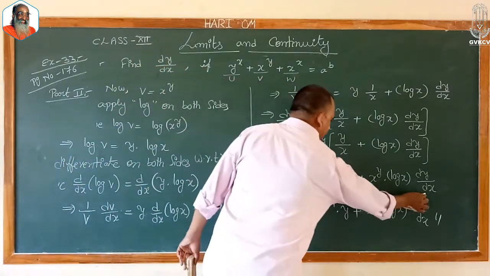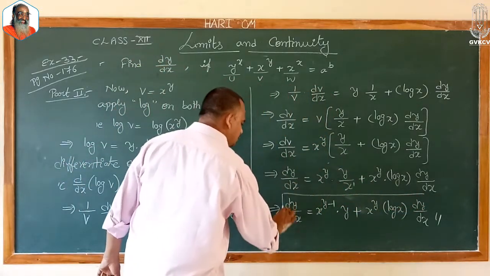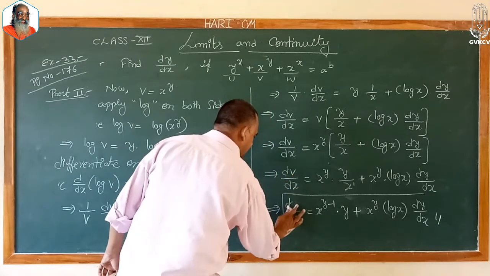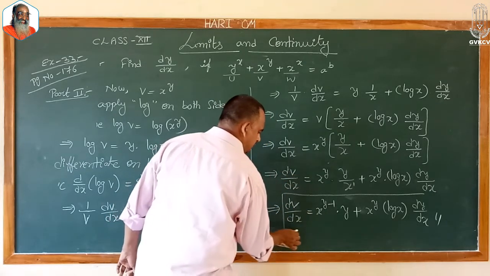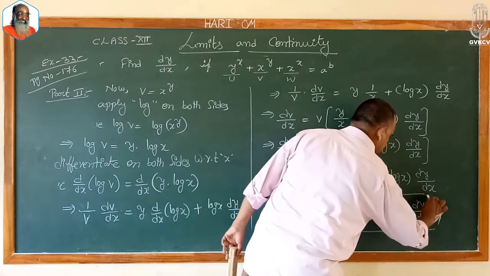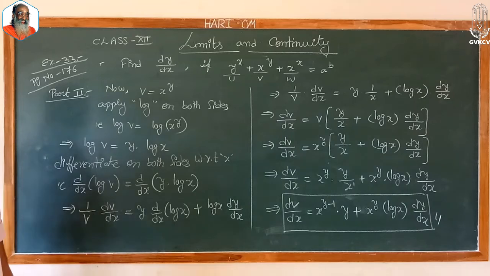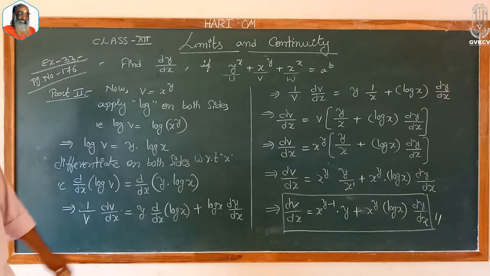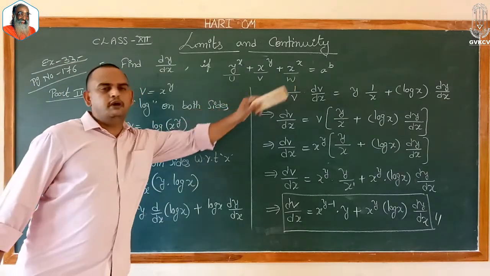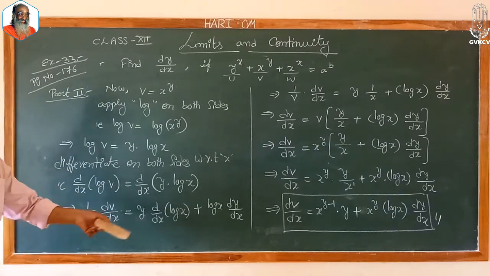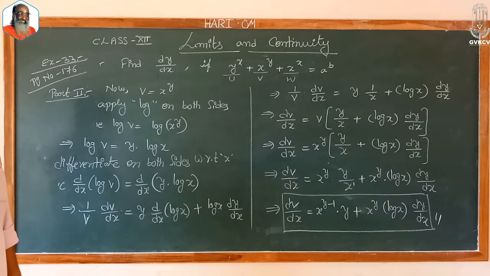Previously we had part 1, which is du by dx. Now what we have? dv by dx. Next, what is required? dw by dx. Now we need to find part 3, that is derivative of the function w.